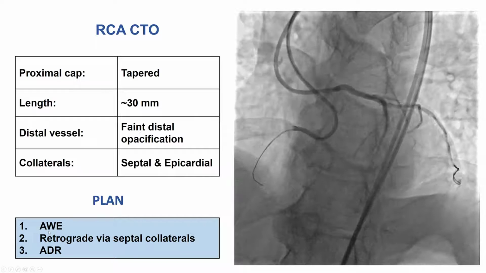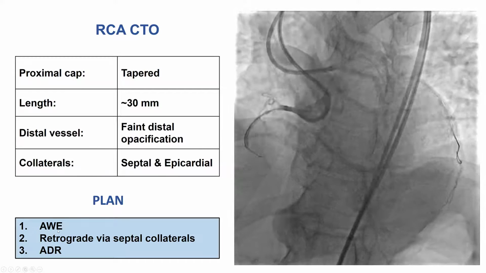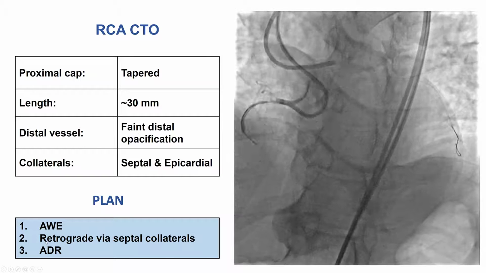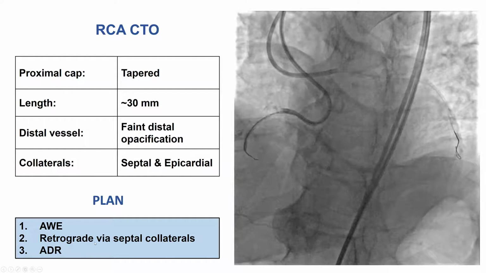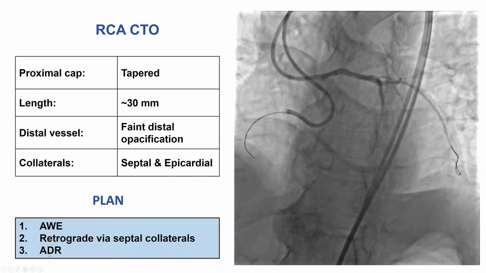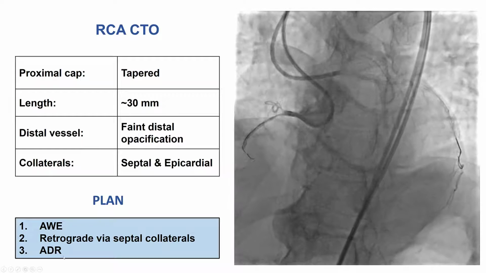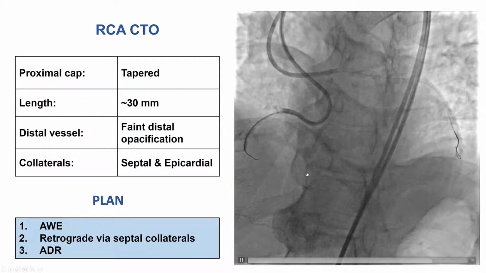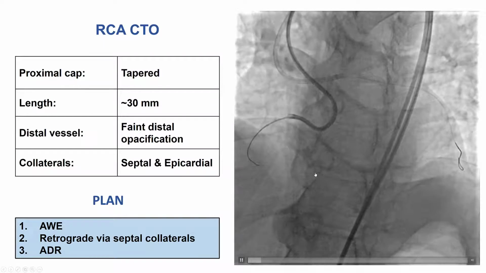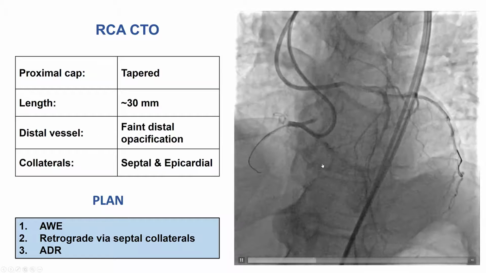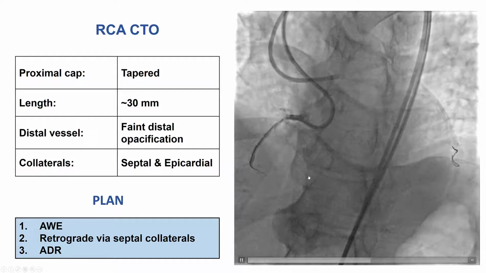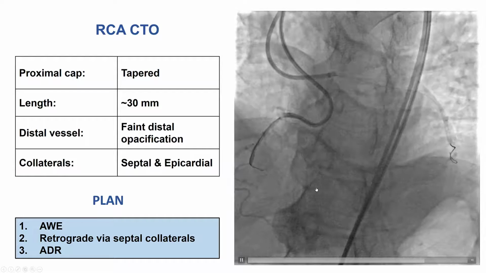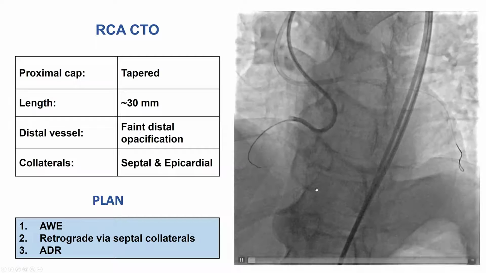Therefore, our plan was to start with antegrade wire escalation. If that didn't work, attempt retrograde through septal collaterals, and if that failed, then use antegrade dissection reentry. This was the least favored approach because it appeared that we had a bifurcation of the PDA and the PLV at the distal cap, and we didn't want to lose any of those branches in case antegrade dissection reentry was used.